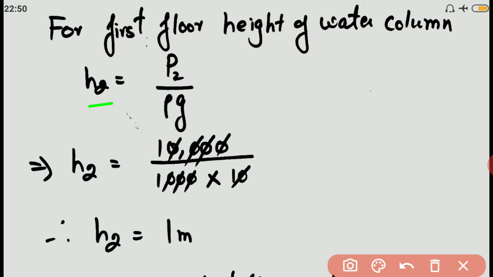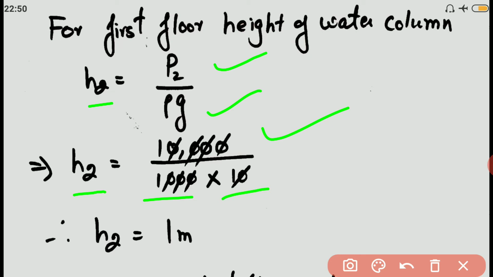For the first floor, height of the water column should be second pressure upon rho G. So H2 is equal to lower pressure, that is 10,000 upon 1000, which is the density of water, and 10 is the acceleration due to gravity.